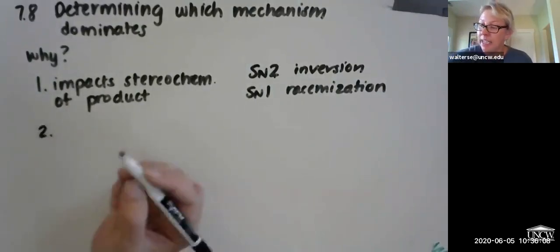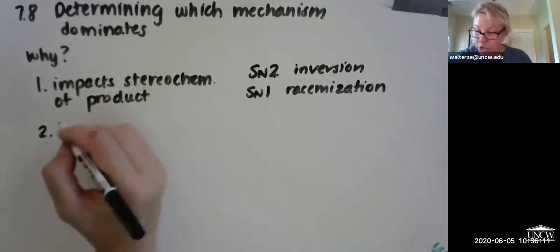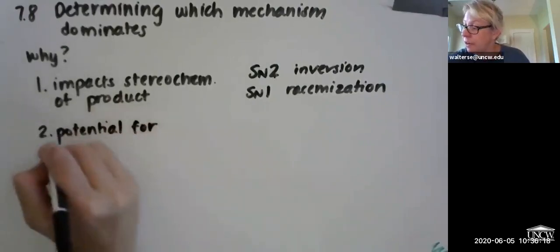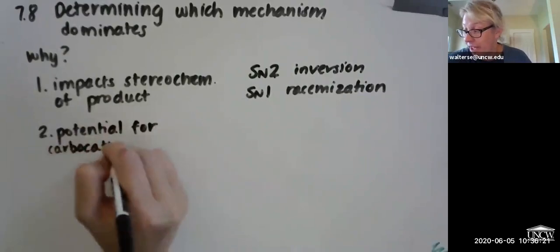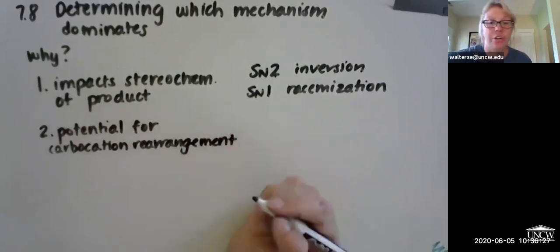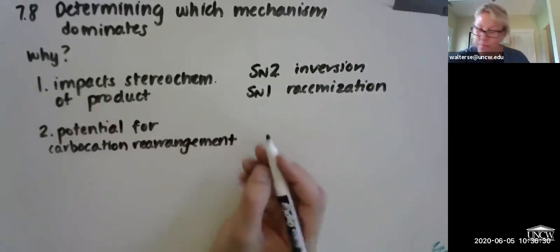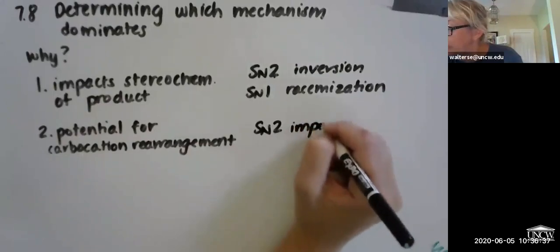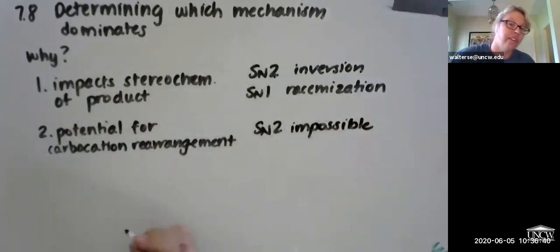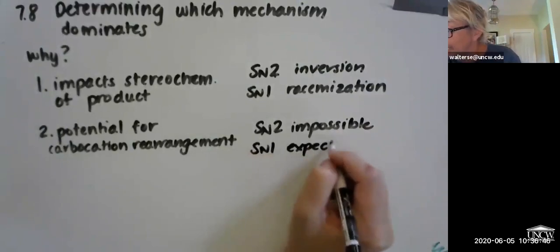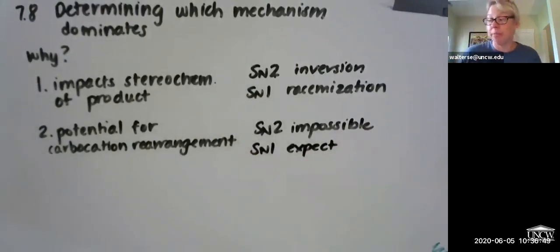The second is that when you perform this reaction, you always have a potential for carbocation rearrangement, which you may want and you may not want. You may be able to use that to your advantage, or it'll hinder your reaction from taking place the way you want it to. If you do an SN2 reaction, carbocation rearrangement is impossible because it doesn't involve a carbocation at all. But in SN1 reactions, you have to expect it'll take place, and you have to plan for that step to take place when you're developing your whole synthesis plan.